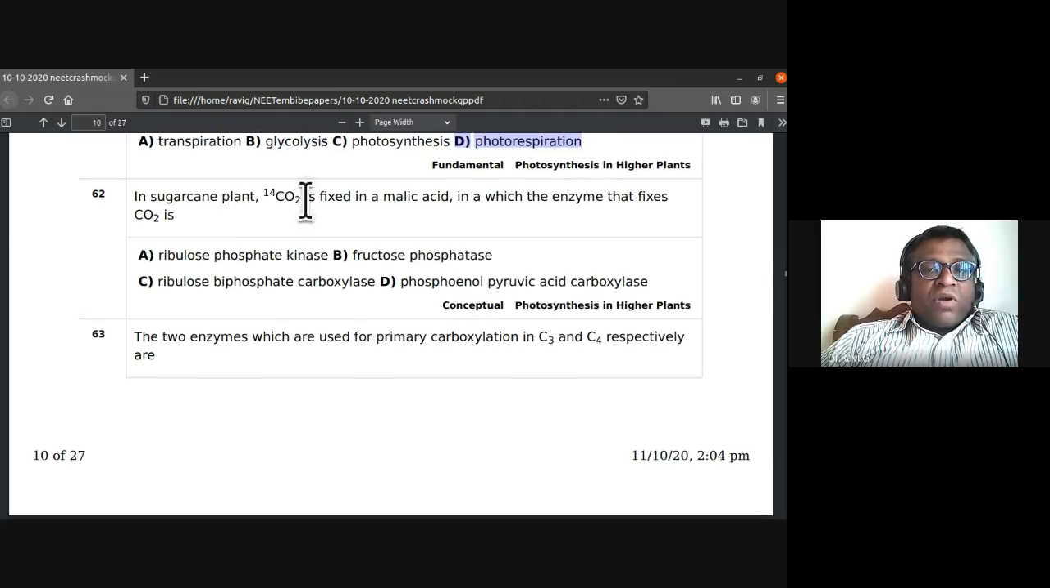In sugarcane plant, 14CO2 is fixed in malic acid, in which the enzyme that fixes carbon dioxide is phosphoenol pyruvate carboxylase. We are talking about C4 pathway here. Sugarcane plant is a C4 plant. So 62nd, the answer is D.